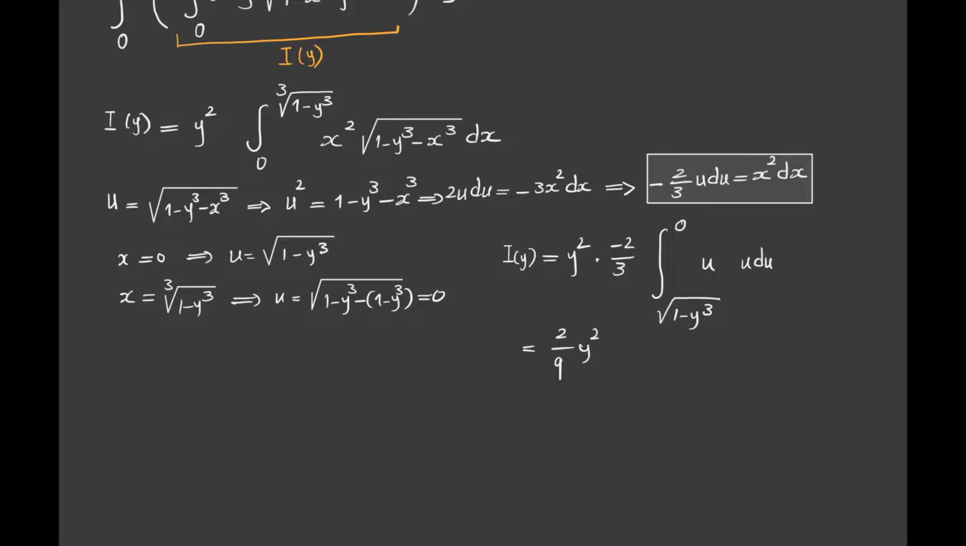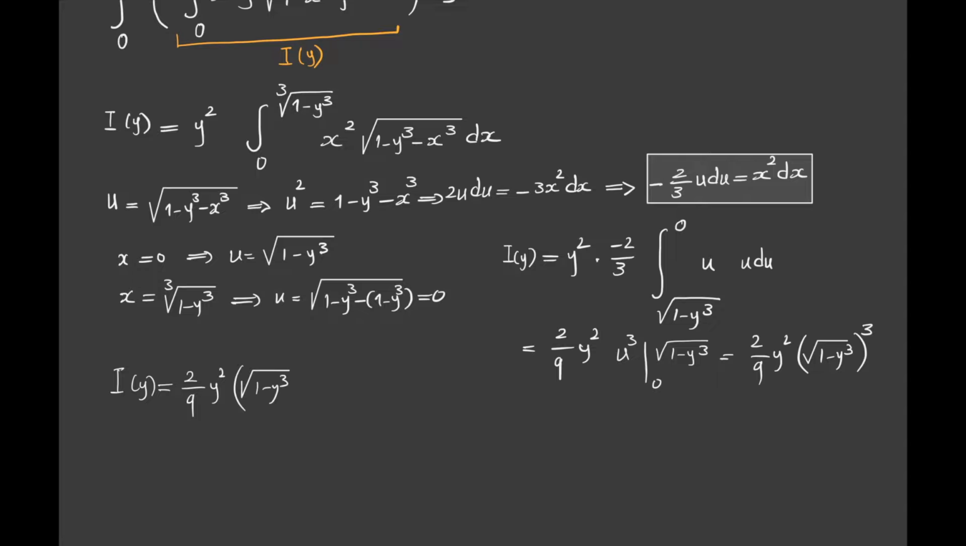And then I have u to the power of 3 going from 0 up to the square root of 1 minus y cubed. And then this is simple, so this becomes 2 over 9 y squared, and then I have the square root of 1 minus y cubed to the power of 3. And of course, when I put 0 instead of u, everything cancels out. So I was able to find Iy finally. So Iy is actually 2 over 9 y squared, the square root of 1 minus y cubed, but to the power 3.